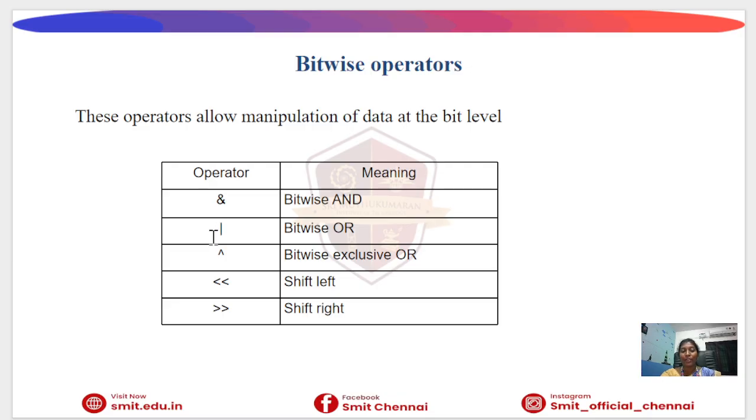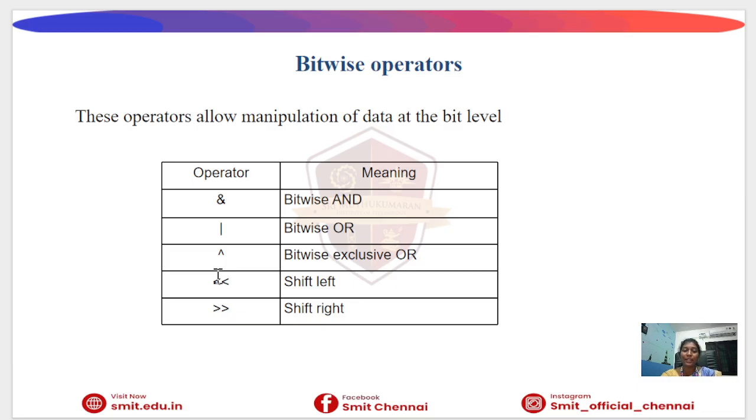In logical, we have two ampersand symbols for logical AND and two parallel lines for logical OR, but we have to differentiate them. In bitwise, we have only one ampersand for bitwise AND and only a single line for bitwise OR. For bitwise exclusive OR, we have the caret mark, the shift left is double less than, and the shift right is double greater than.